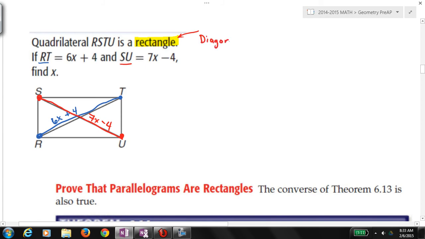Diagonals, remember, are congruent for rectangles. So as soon as I see that it's a rectangle, and I'm given diagonals, I immediately know that they're congruent. So based on this, I could say diagonal RT is congruent to diagonal SU. I substitute each one. RT, the expression is 6x plus 4 is equivalent to the expression for SU, which is 7x minus 4. Again, coming up with this relation is the tricky part.